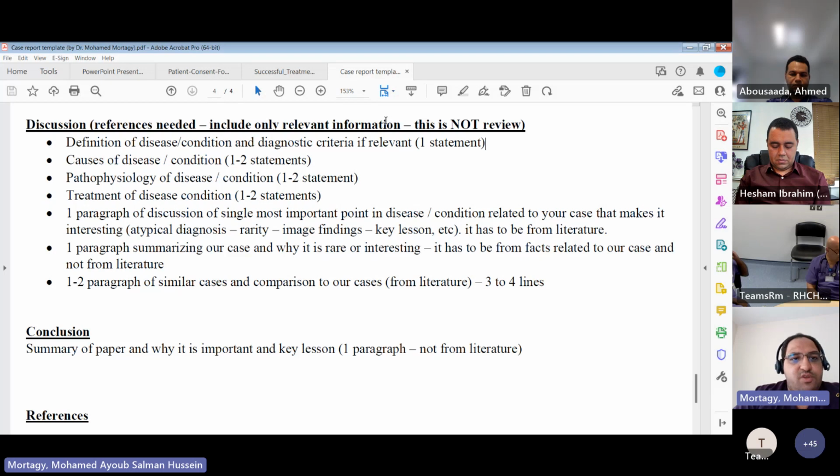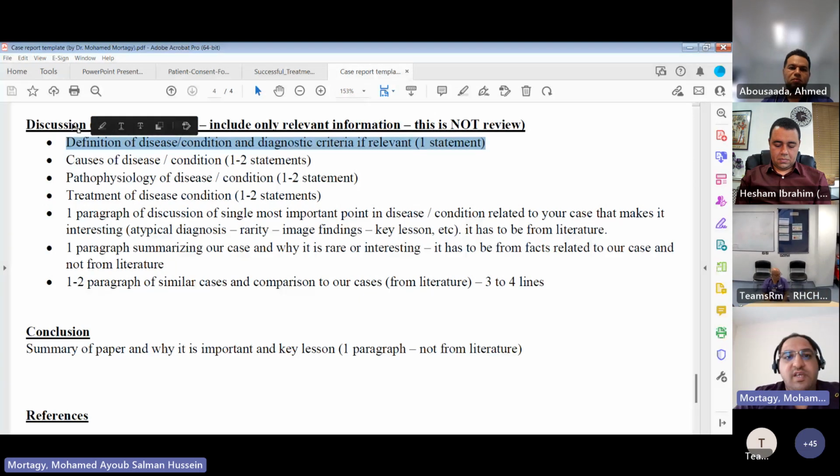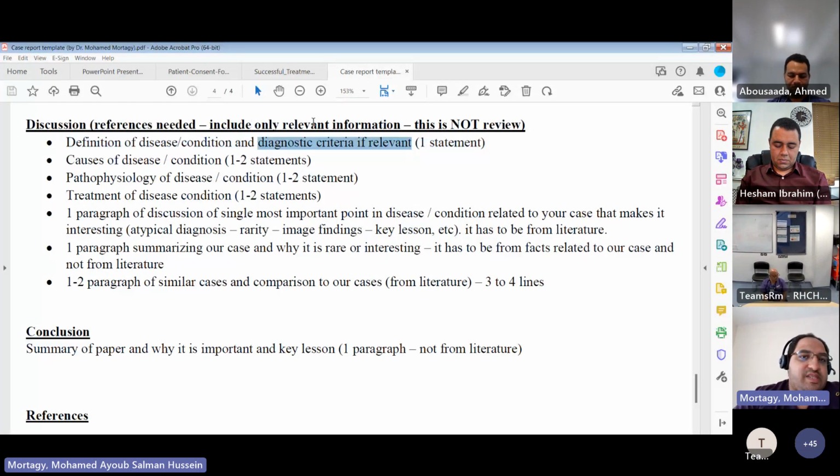Basically, you will do one statement of definition of the disease and condition. Let's say Graves is this and this and this, and Moya is this and this and this. And then any diagnostic criteria that apply to your patient, if there is any, just one statement. And then one to two statements about the cause of the disease or the condition, what causes Moya, what causes Graves, and how they might be related, and the pathophysiology, if there is any. This is all from the literature. You don't have to mention it.